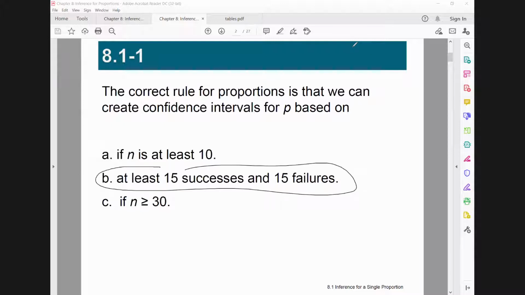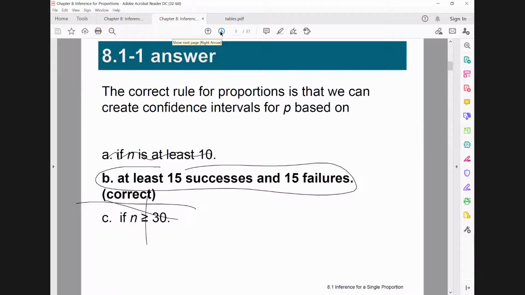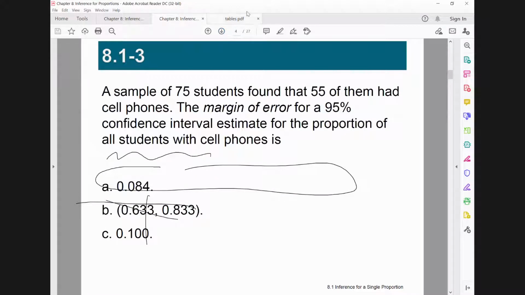By the way, it's not related to the size. Maybe the size is large but it's still not valid. We have to check the number of successes and the number of failures. We need both more than 10 or 15. Here he said 15, but in practice more than 10. Is it clear? Let's move to the next one.